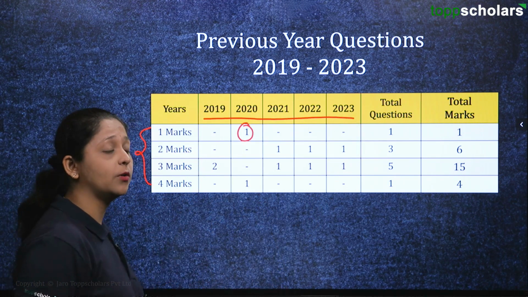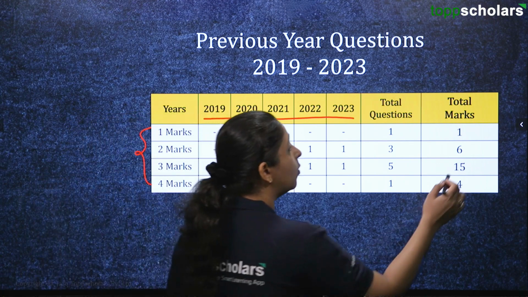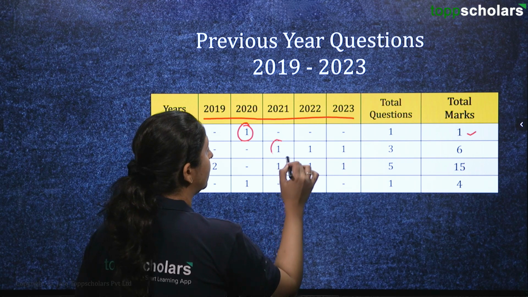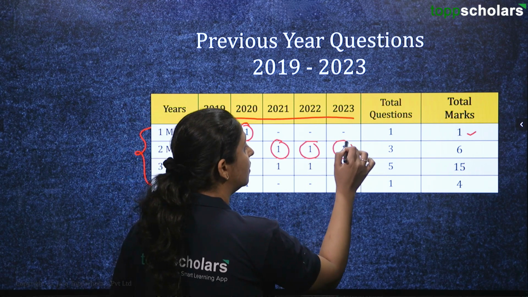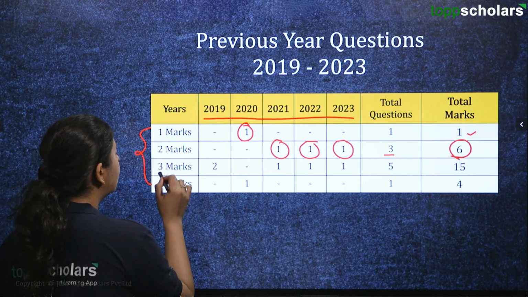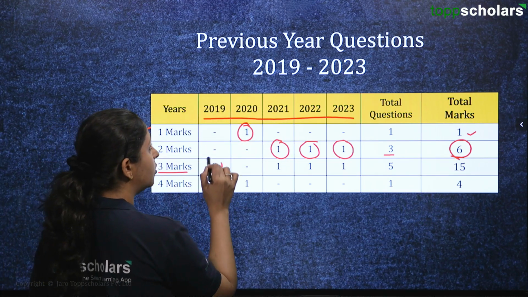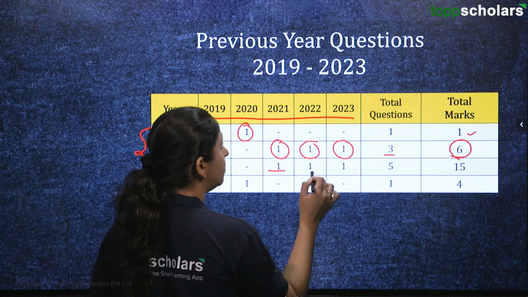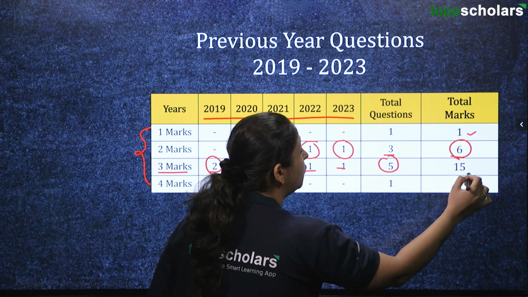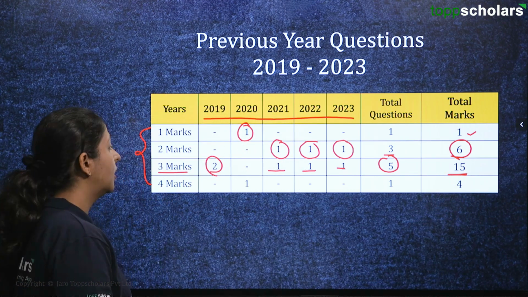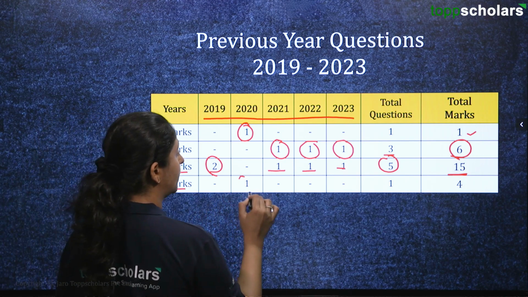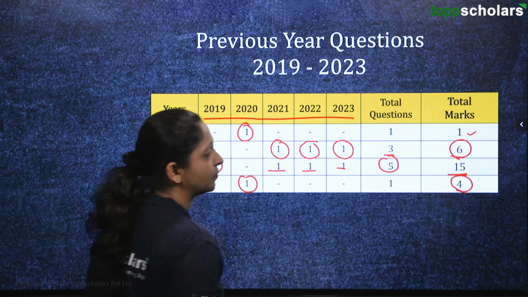Starting from the 1 marker question in the year 2020, holding only 1 mark for you, okay. For 2 marks you have questions in the years 21, 22, 23. So in total you have 3 questions holding 6 marks for you. Then 3 mark questions, there were 2 questions in the year 2019, 1 each in 2021, 22, 23. Total 5 questions holding 15 marks for you, correct? Whereas for 4 marker questions, you have 1 question in the year 2020 giving you 4 marks.